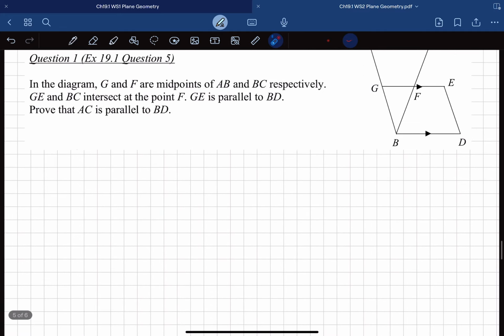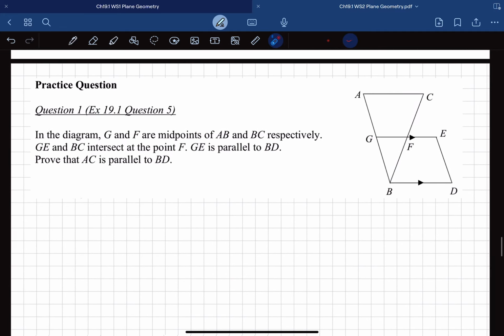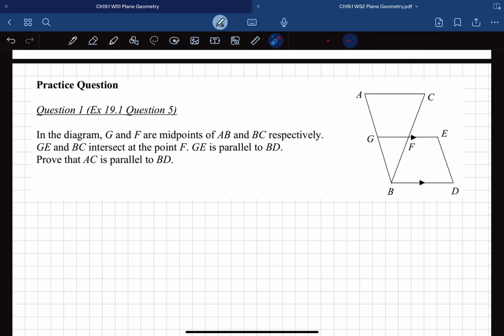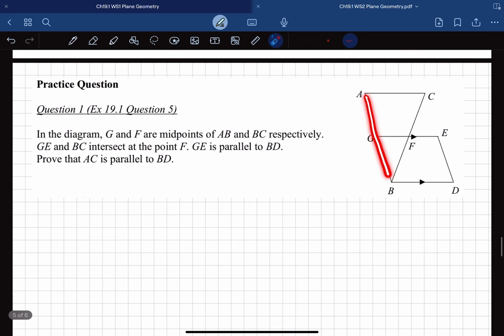Practice question 1 here, how to apply the midpoint theorem. In this question, we are given that G is the midpoint of AB and F is the midpoint of BC. So I want to show that AC is parallel to BD. So let's start. I first look at the triangle, because for the midpoint theorem we must always look at a triangle. So in this case, I can look at this big triangle here. In this big triangle, I know that G is the midpoint of AB, F is the midpoint of BC.